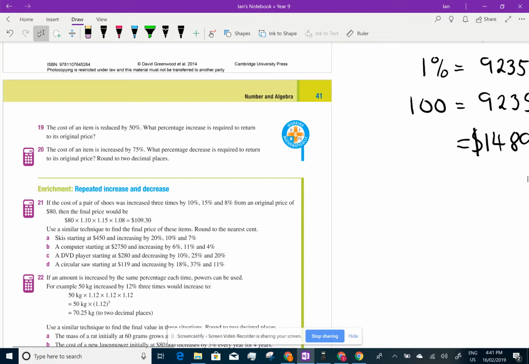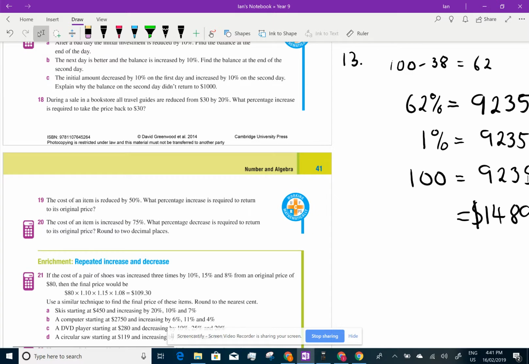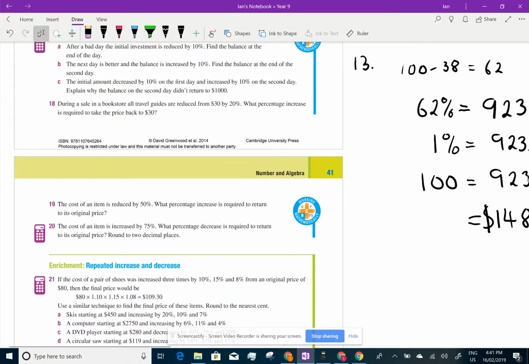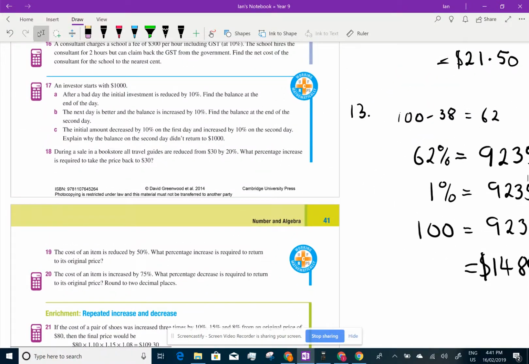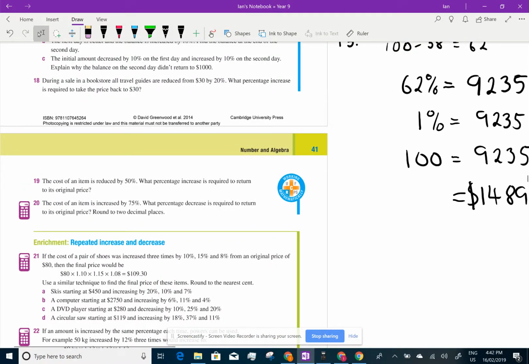I'm going to leave you to do question 20. I'm going to do that in class and see how you go. All right, 19 and 20. Let me see if you can do those. And good luck. But if you had trouble, at least get up to question 17 and see how you go. All right, good luck.